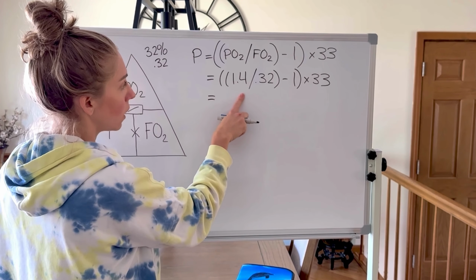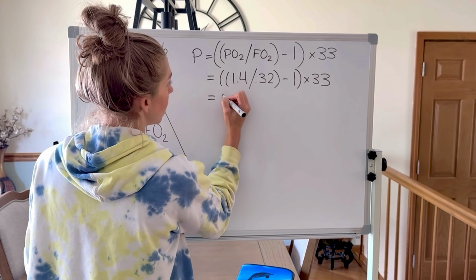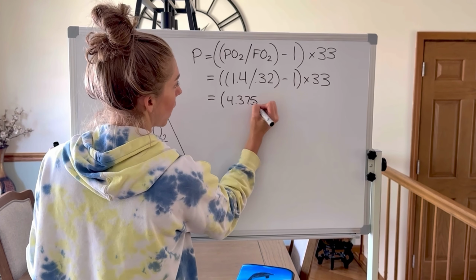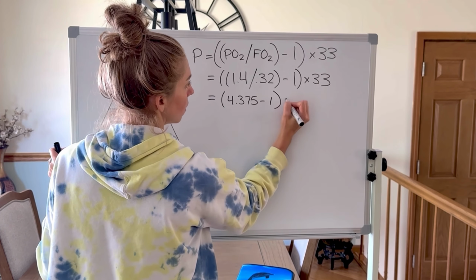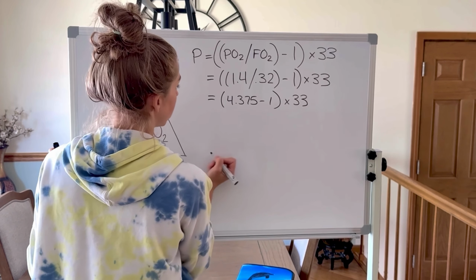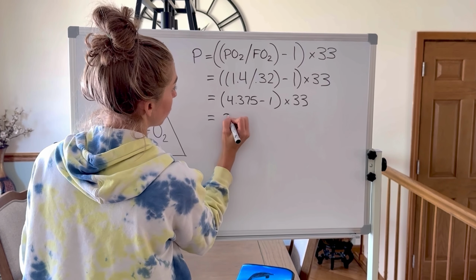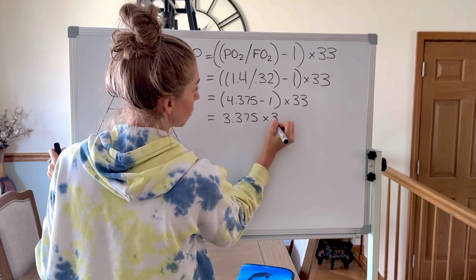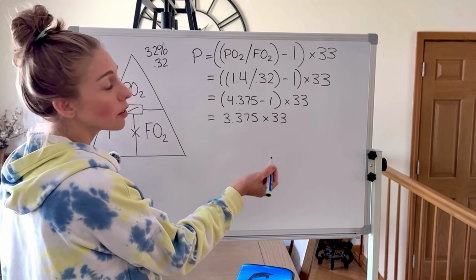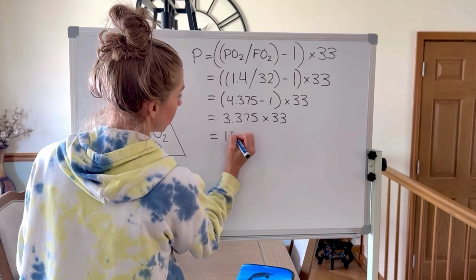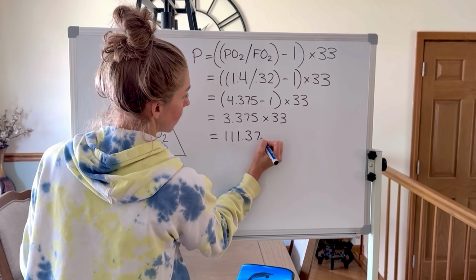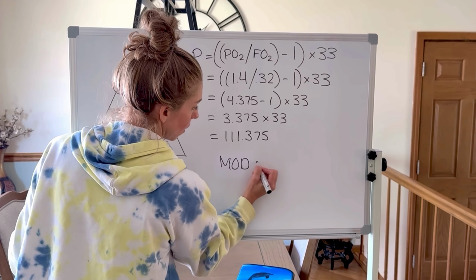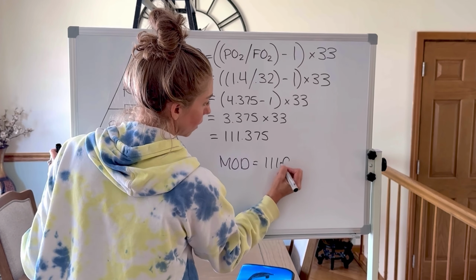So 1.4 divided by 0.32 is going to be 4.375, and minus 1 times 33, 3.375 times 33, and this is going to give us 111.375. So our MOD is going to be 111 feet.